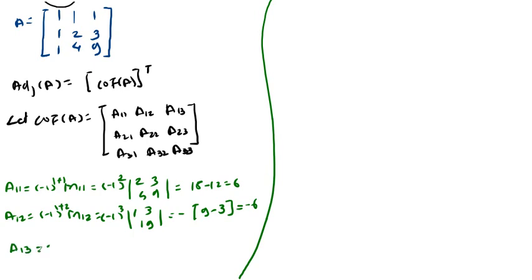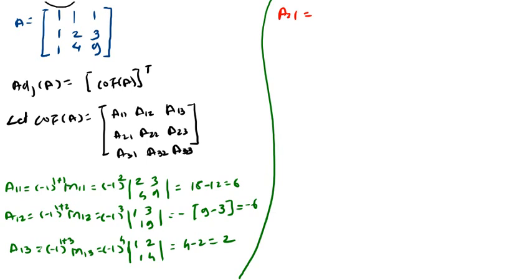Now find A13. A13 will be minus 1 raised to 1 plus 3 into M13, so this will be minus 1 raised to 4 into the determinant, which is the minor of the element A13. Hide this row and this column. What remains is 1 2, 1 4. Minus 1 raised to 4 is 1, so this will be 4 minus 2, which is equal to 2.